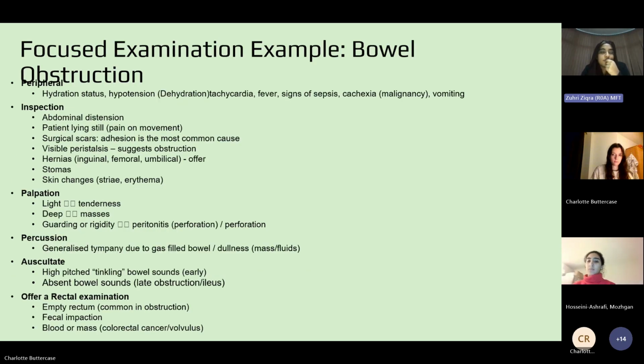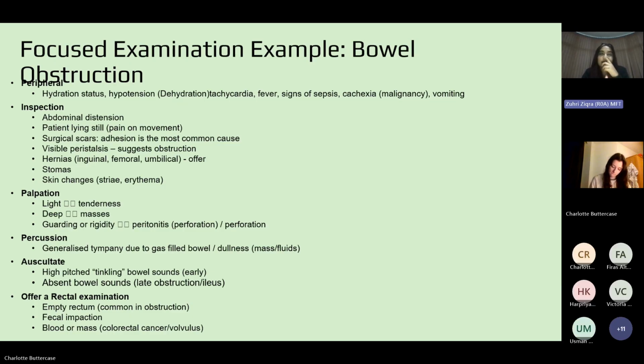So the next one that I wanted to quickly run through was a focused examination, for example of bowel obstruction, because I know it's a station that especially Manchester likes to use quite commonly. I'm not sure about other schools, but if we quickly run through the same thing, what signs are people looking out for if the station said take a focused examination on bowel obstruction specifically?